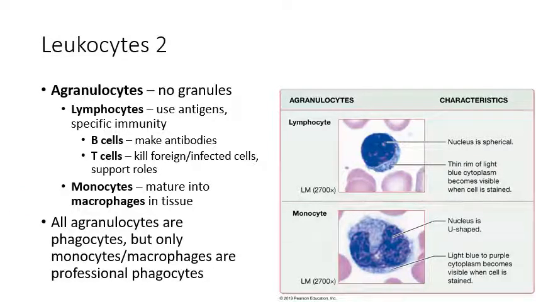What's special about monocytes is that they can actually leave the blood and enter the tissue, and when they do that, they mature into macrophages. So all of these agranulocytes are phagocytes, but only the monocytes and macrophages are professional phagocytes. It's actually the macrophage in particular that is a professional phagocyte. The macrophage is the primary phagocyte in your body. Its main job is just to be eating stuff. Whereas the lymphocytes can eat things as phagocytes, but their main jobs are not that. It's either to be making antibodies as a B cell or to be activating other cells or killing cells as a T cell.